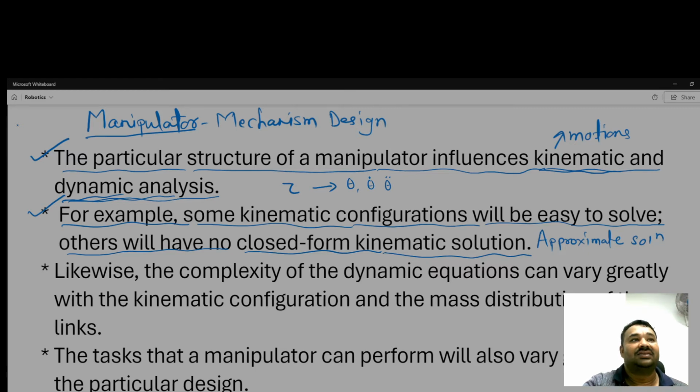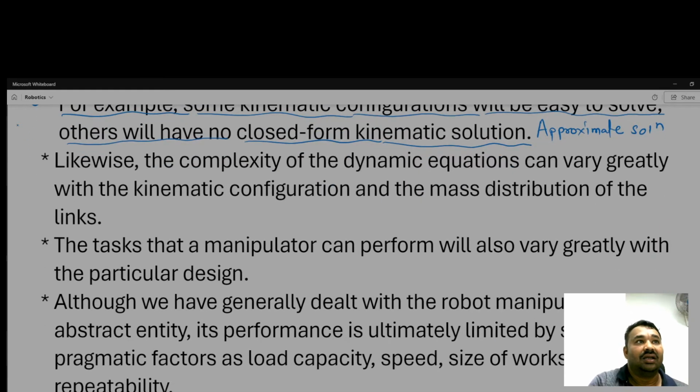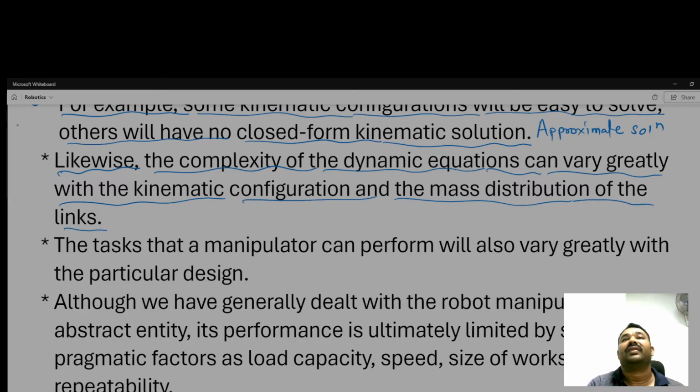Now the third point: likewise the complexity of the dynamic equations can vary greatly with the kinematic configuration and the mass distribution of the links. If you see, solving kinematic equations is very easy as compared to the dynamic equations. So based on the kinematic configurations and mass distribution of the links, it is already complex, and it becomes even more complex.